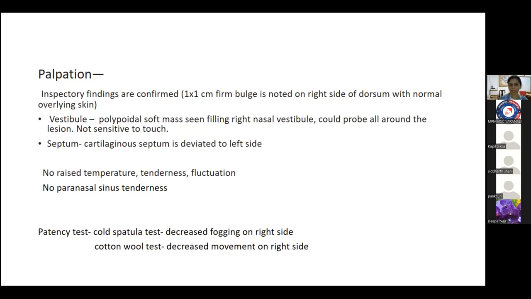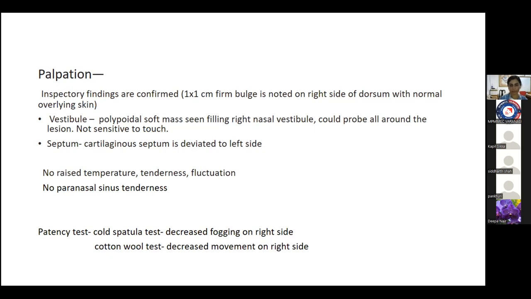The patient has not complained of nasal obstruction since early childhood. So maybe this deviation is because of the mass. So it may be because of the mass. Could you see the other side of the nose? No, sir, I could not.